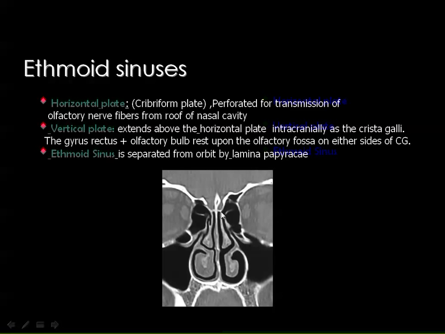cribriform plate of ethmoids. It has two components, a small part on the left and a small part on the right of the midline. The vertical part is known as the crista galli, and this is also part of the ethmoidal complex. Then the ethmoidal air cells are divided into two parts, the anterior ethmoids and the posterior ethmoids. They are separated from the orbit by the medial orbital wall, which is also known as the lamina papyracea.